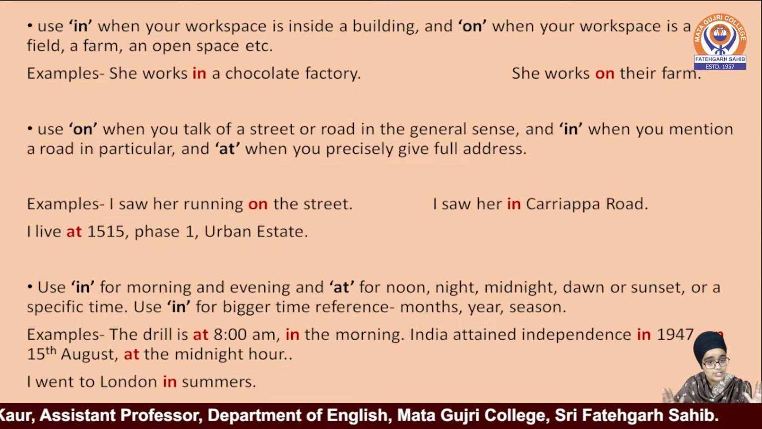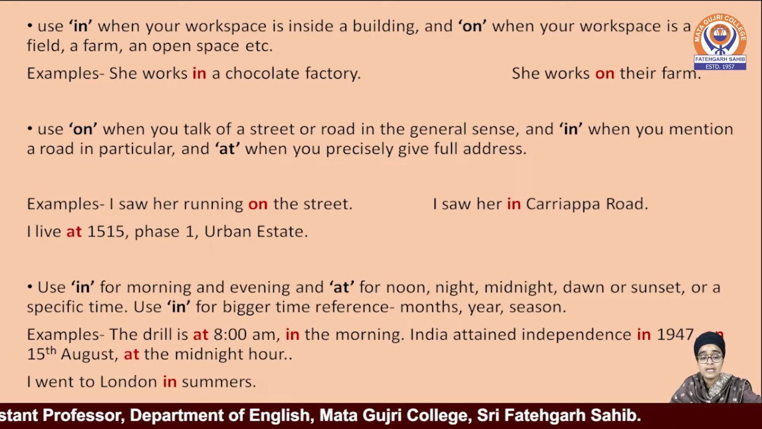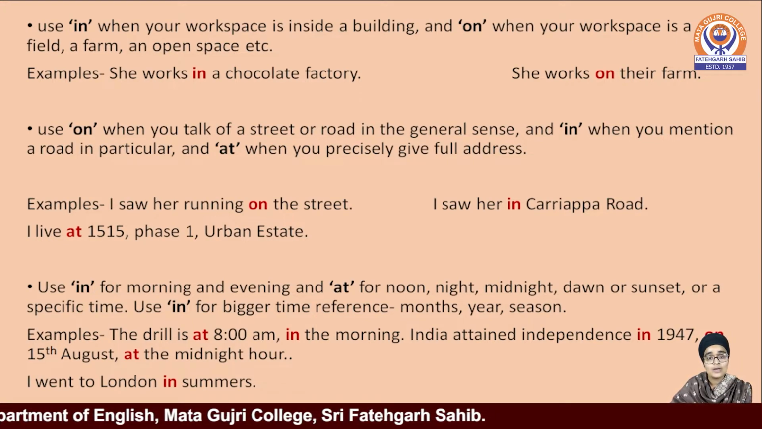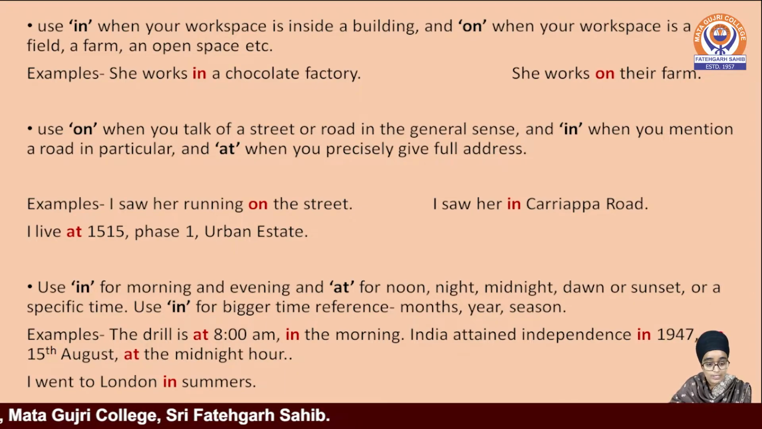So when you are talking in the general sense: I saw her running on the street. When you name that street: I saw her in Cariappa Road. And when you give the entire address, you become very precise and specific. So you say, I live at 1515 Phase 1 Urban State.